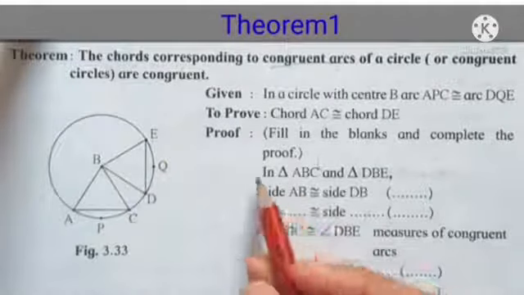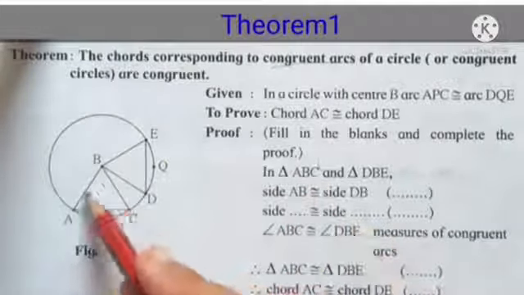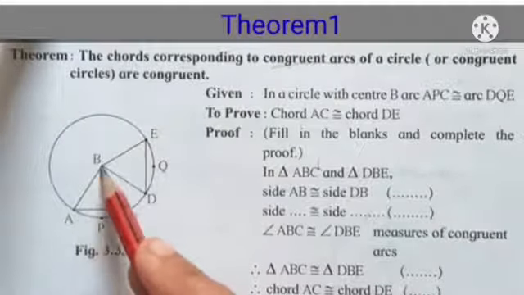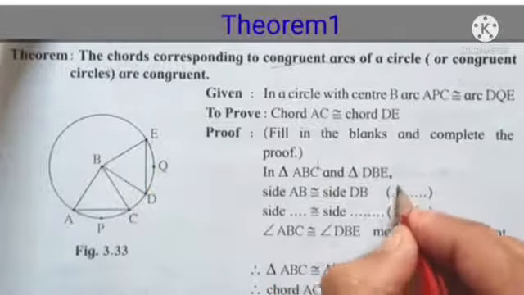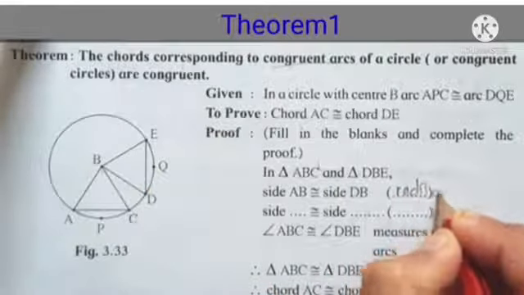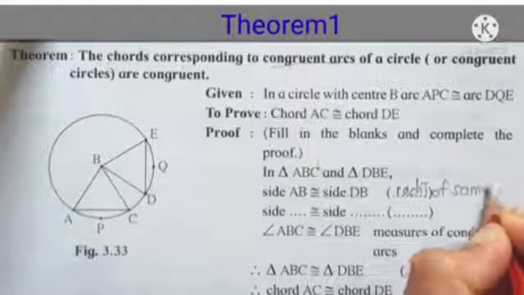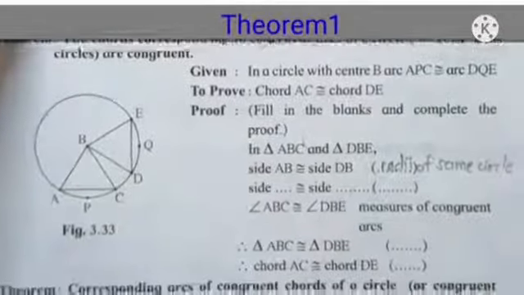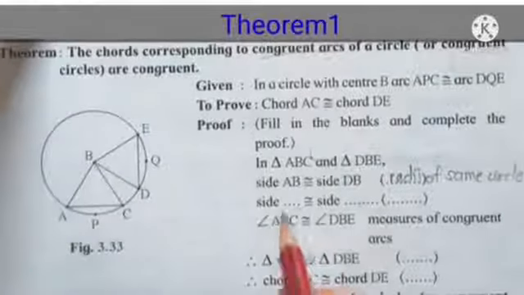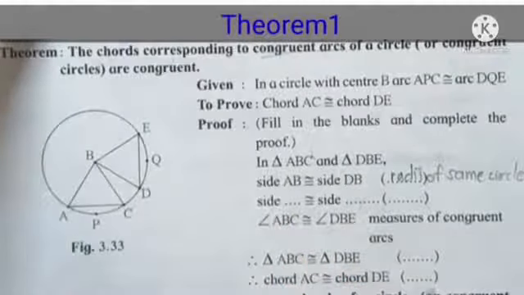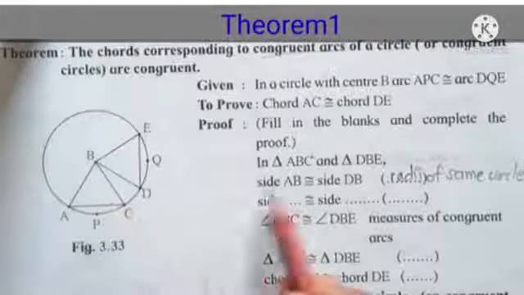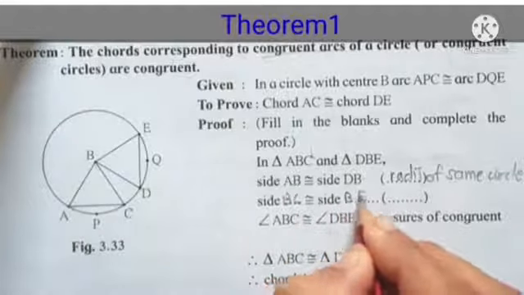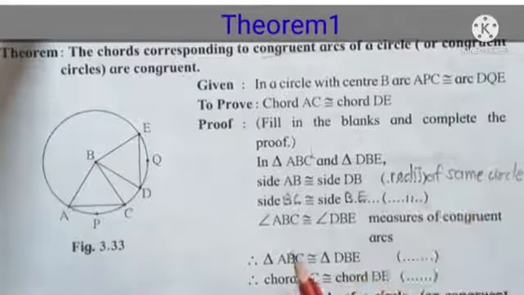So here, given proof activity based on triangle ABC and triangle DBE. Side AB is congruent to side DB because radii of the same circle. Then one more side is the same here. Side BC is congruent to side BE. Here also the reason is radii of the same circle.